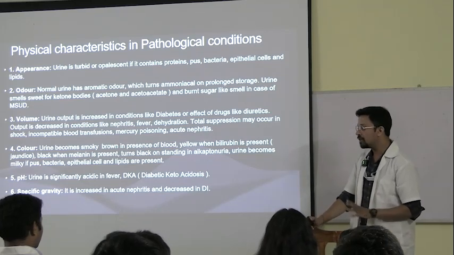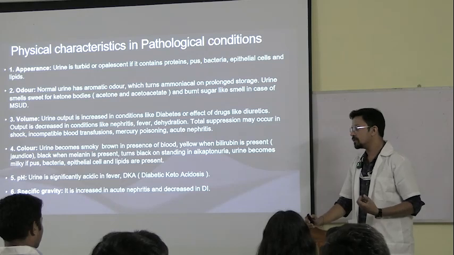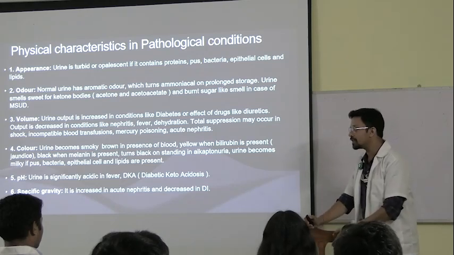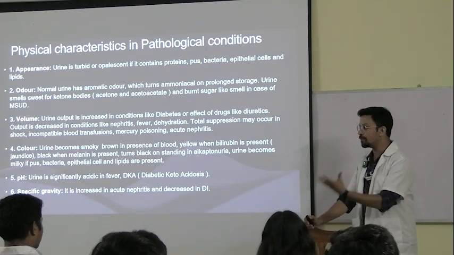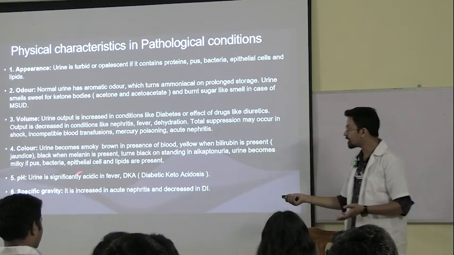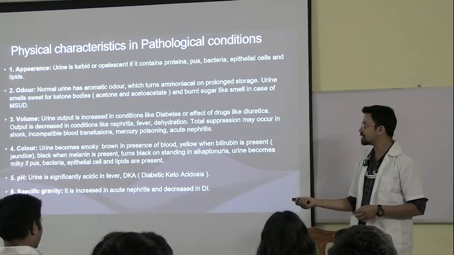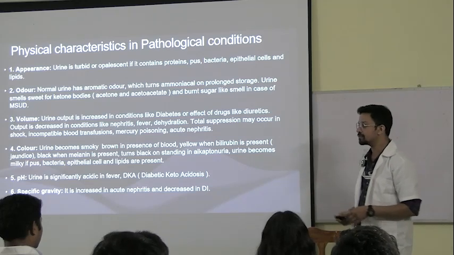Any kidney pathology, what will happen in there? The kidney will not be able to reabsorb the particles. So the particles will come up in urine. If the particles are coming in urine, the urine amount is fine. In diabetes insipidus, the volume is increasing. But in case of acute nephritis, the volume is fixed, but the constituents are more. Because the constituents are more, the specific gravity will increase.